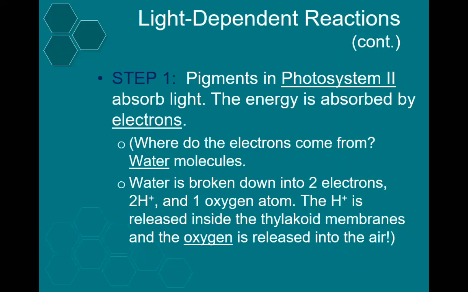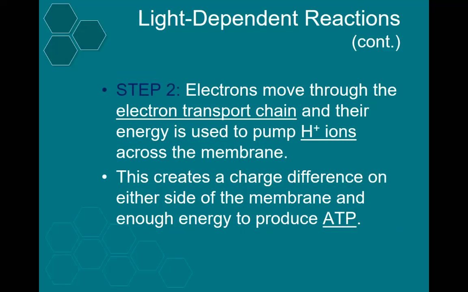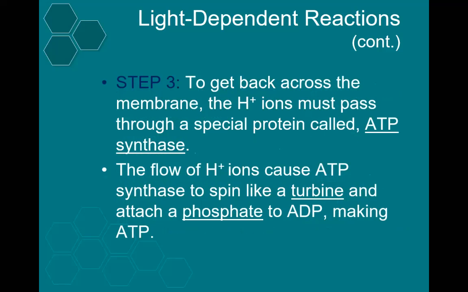The H plus is released inside the thylakoid membranes, making it even more hypertonic, and the oxygen is combined and released into the air for the oxygen that you're breathing at this very moment. Those electrons are going to move through the electron transport chain, and their energy is used to pump hydrogen ions across the membrane. This creates a charge difference on either side of the membrane, and it's enough, as it goes through facilitated diffusion, to cause that pump to make some ATP.